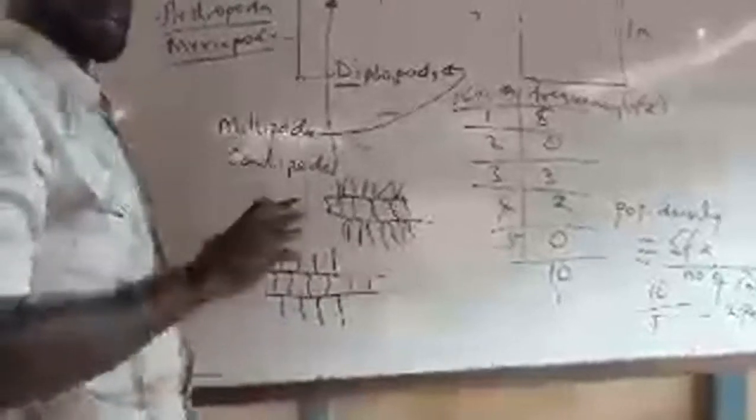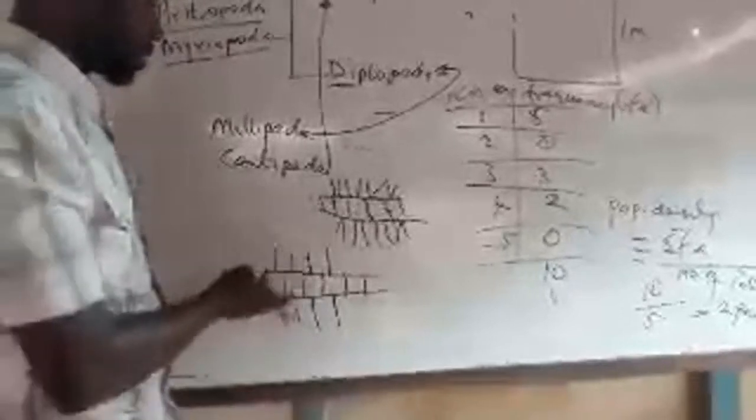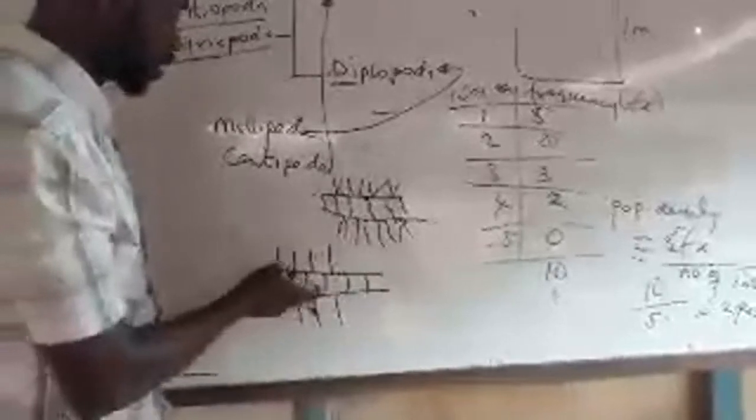One pair of walking legs in each body segment; millipedes have two pairs. If you are confused, C to C: centipede, Chilopoda. That's it. And remember, they may ask us to relate between them.